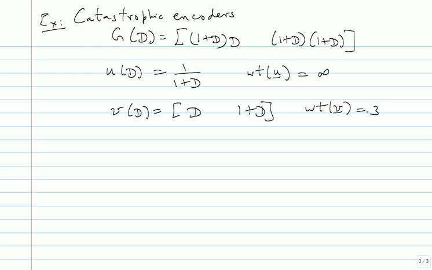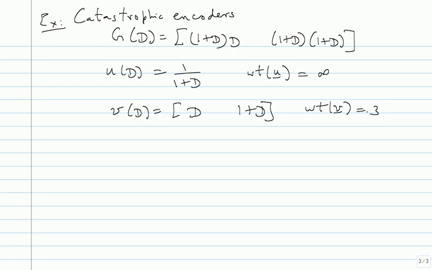So when will catastrophe happen? The g's, the impulse responses, should have a common GCD, right? When you factor it out, this 1 plus d should be there. So the GCD should be non-trivial; some common factor should be there. Then catastrophe can happen. Otherwise, catastrophe will not happen.